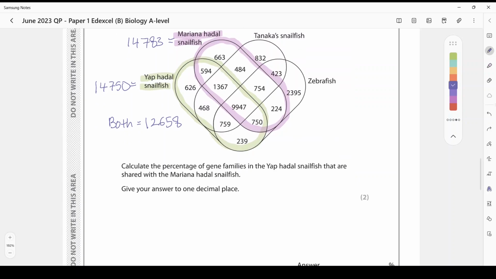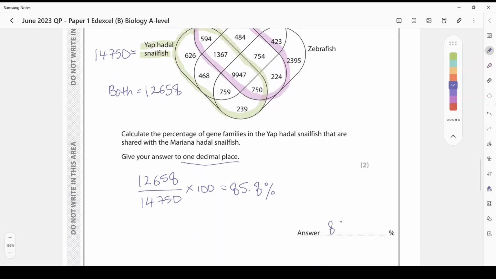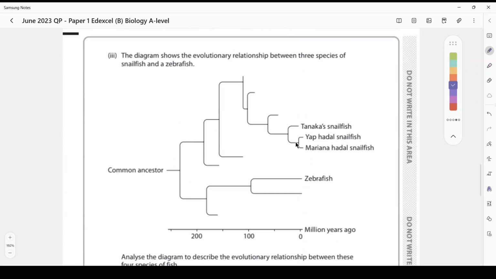So let's write that down. 12658, divide that by 14750. And we're going to times that by 100 and make sure that your answer is to 1 decimal place. So let me just type that in the calculator. And we should get 85.8%. All right, 85.8%.